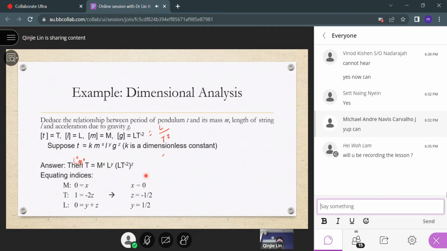Then you continue, compare either L or T. So in this case, the solution compares T first. So T down here is to the power 1 on the left-hand side. On the right-hand side, T is to the power of minus 2z. Correct? So you put minus 2z here. Then there is nothing else already. So actually from here, in the second step, you already solve for your z.